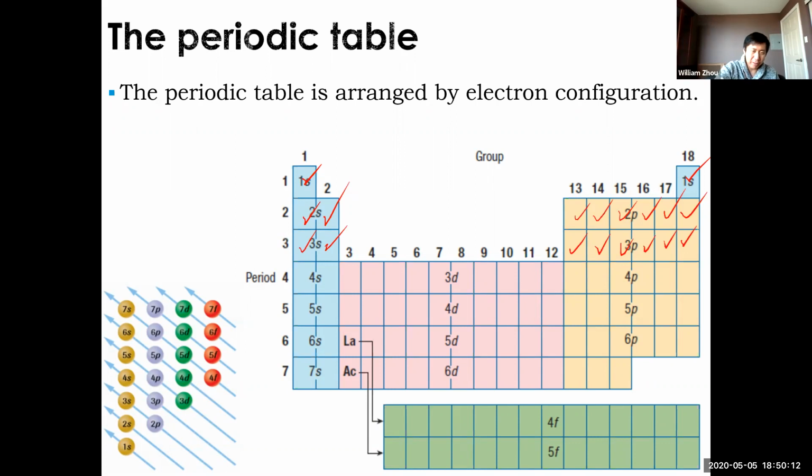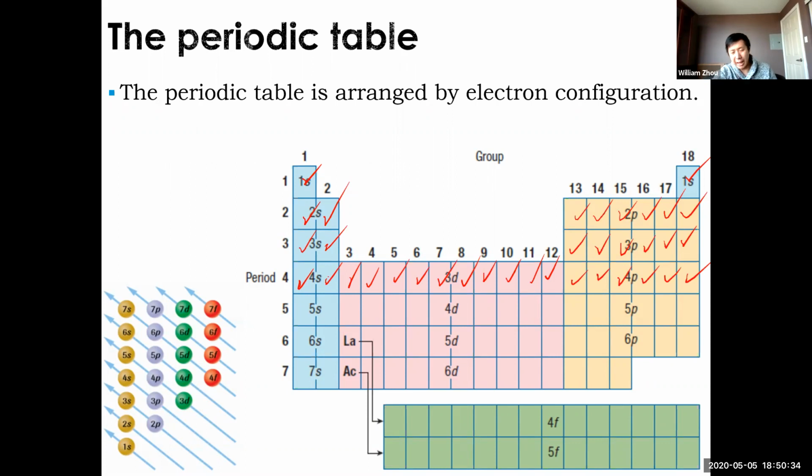And then you have the 4s1, 4s2, followed by the 3Ds. You go 1, 2, 3, 4, 5, 6, 7, 8, 9, 10. You go all the way to 3d10, and then you have the 4p6. You go 1, 2, 3, 4, 5, 6. Does that make sense? You just keep going.